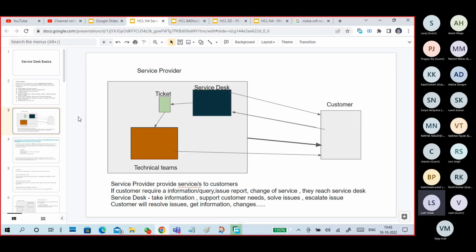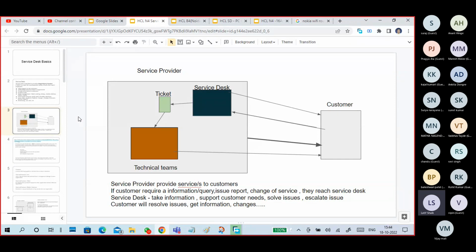Or it can be about what the customer requirement is. So you will ask the customer what the issues are and all, and we have to mention that in the ticket. So like this, these are the points. We have to mention them in the ticket, and put the ticket into the queue.